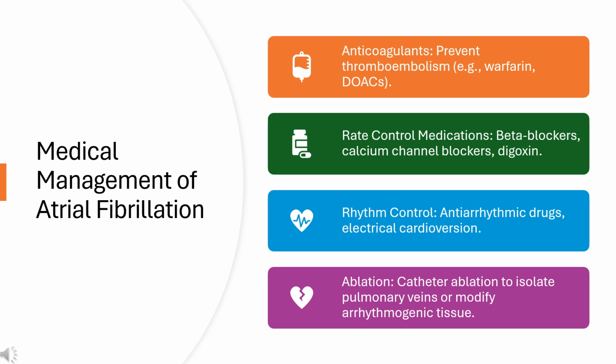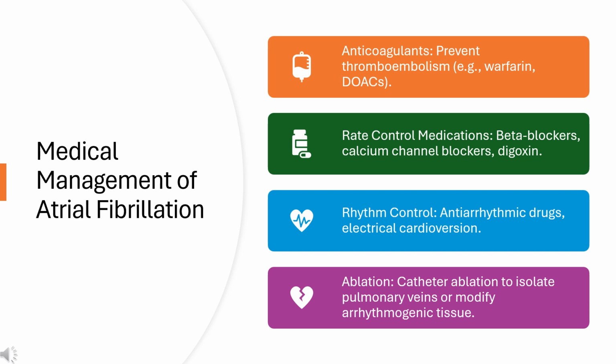Digoxin increases vagal tone, which slows conduction through the AV node, effectively controlling the heart rate, and can be used in patients who have heart failure. Then there's antiarrhythmic drugs. These are medications like amiodarone, flecainide, and sotalol. These are used to restore and maintain a normal heart rhythm by modifying the electrical properties of cardiac cells.